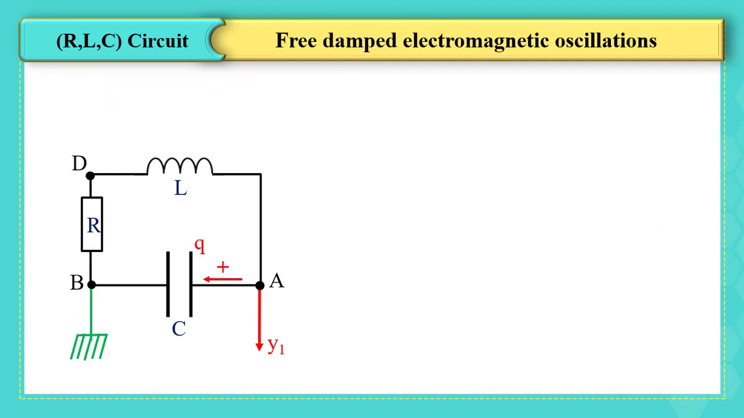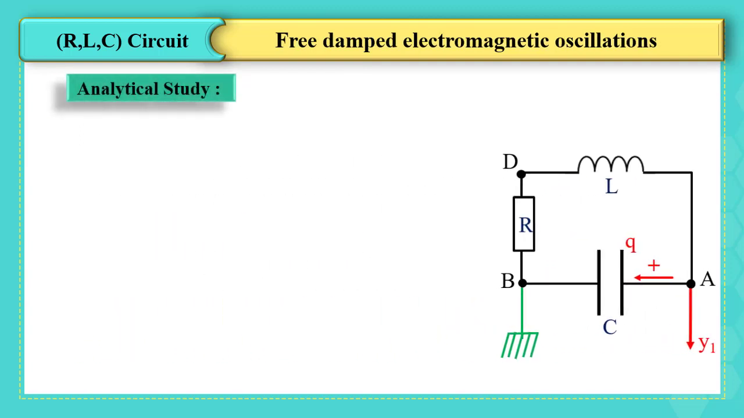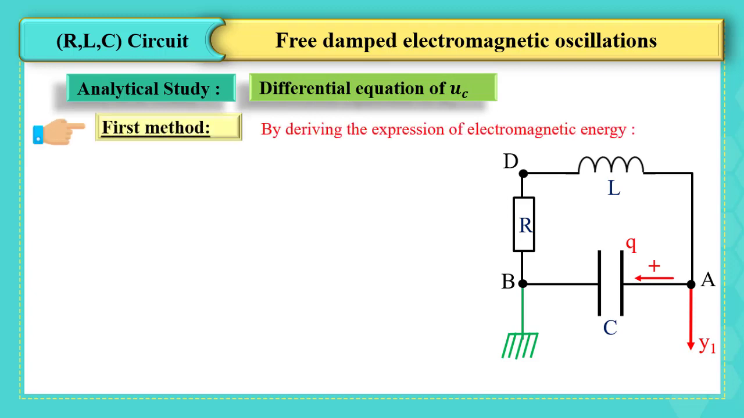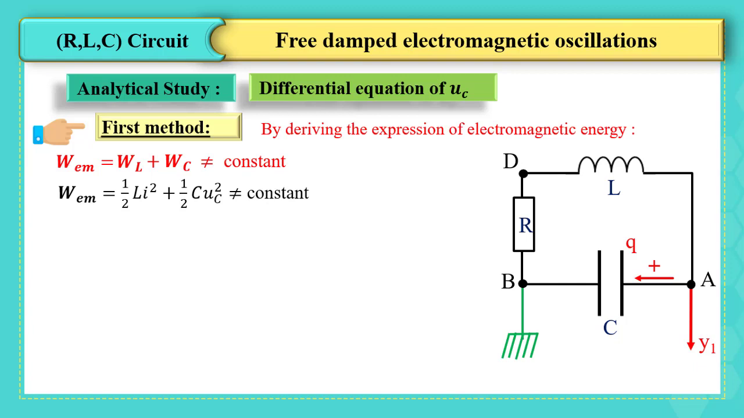We intend to make an analytical study that helps us understand this type of oscillations. For this, we have two methods. The first one is by deriving the expression of electromagnetic energy. The first idea that we should agree on is that the total electromagnetic energy is not constant. This means that the addition of WC plus WL is not constant. Actually, the variation of this energy with time represents the lost power by the resistor that we added already to the circuit. Thus, we write it as minus Ri squared.